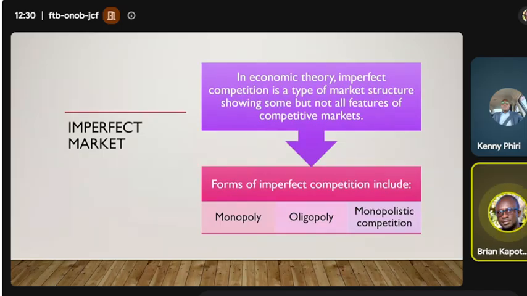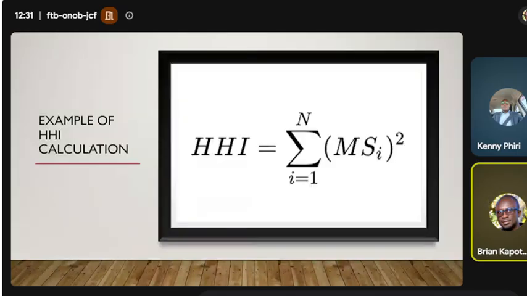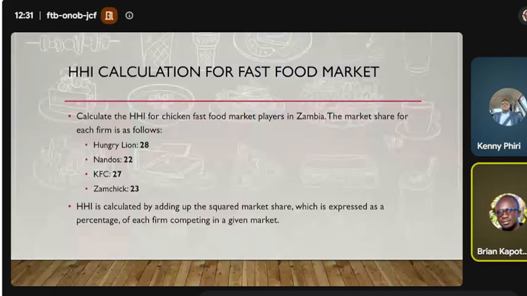So just to summarize it for you, in a monopoly, we're looking at one seller. In an oligopoly, we're looking at a few large sellers. And then in monopolistic competition, we're looking at many sellers with differentiated products. So this is what you find in an imperfect market when you go on the ground.